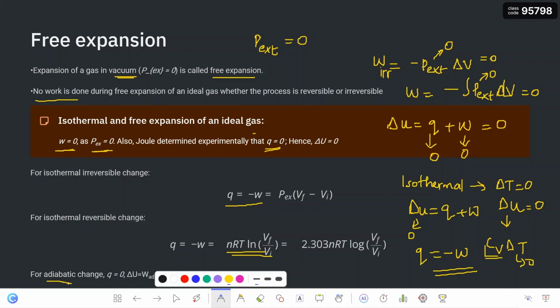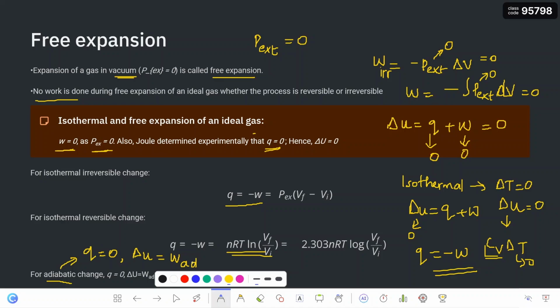When you say it is adiabatic, adiabatic means what? There is no heat transfer. Q will be equal to 0. Okay. Then delta U will be equal to Q plus W. So, Q is 0, so it will be equal to W adiabatic. So this is the equation for adiabatic change.